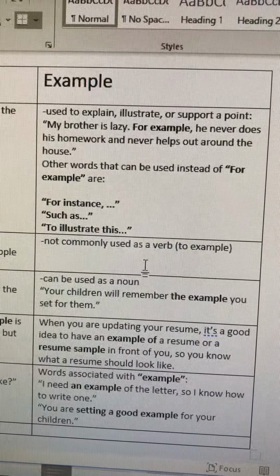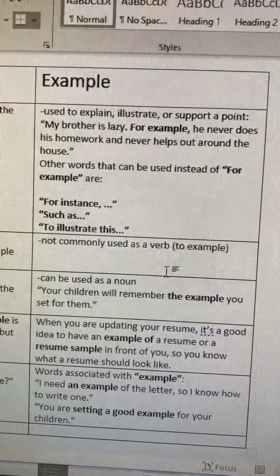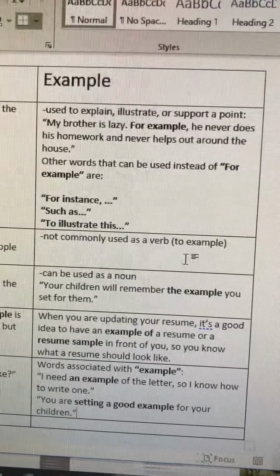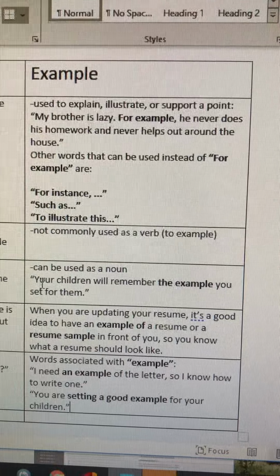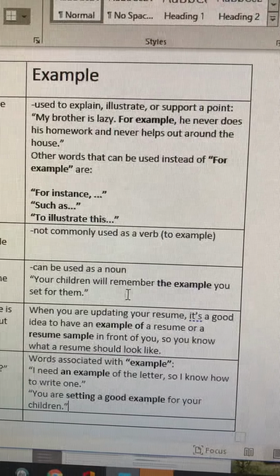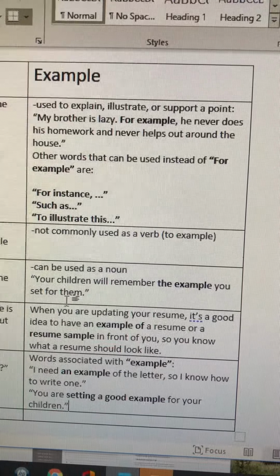It's not commonly used as a verb. We don't usually see example in the verb form, to example. But it can be used as a noun, just like sample. Your children will remember the example you set for them.